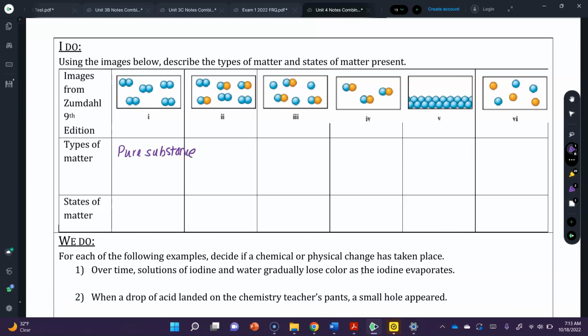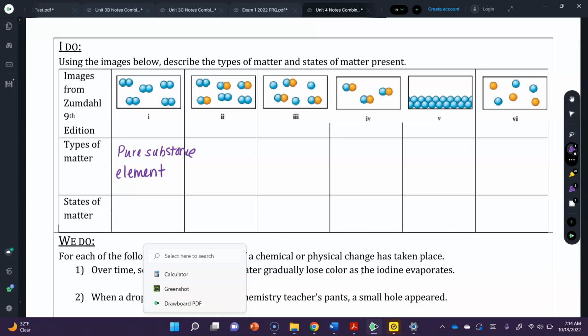And because this pure substance, the two atoms look the same, I'm going to say it is an element, because it also looks like it is a gas. And so this is probably a diatomic element: hydrogen, nitrogen, oxygen, fluorine, chlorine, bromine, or iodine, one of those, and they always come in pairs. Because there is a random arrangement, I'm going to also say that this is a gas.